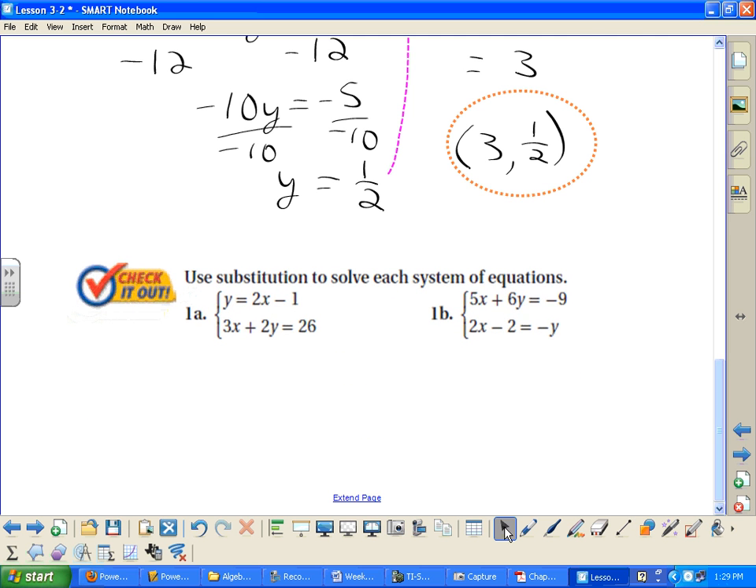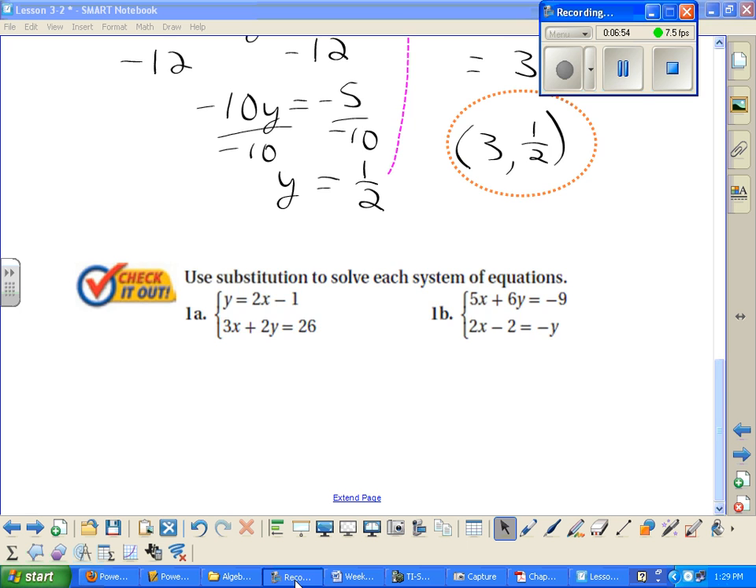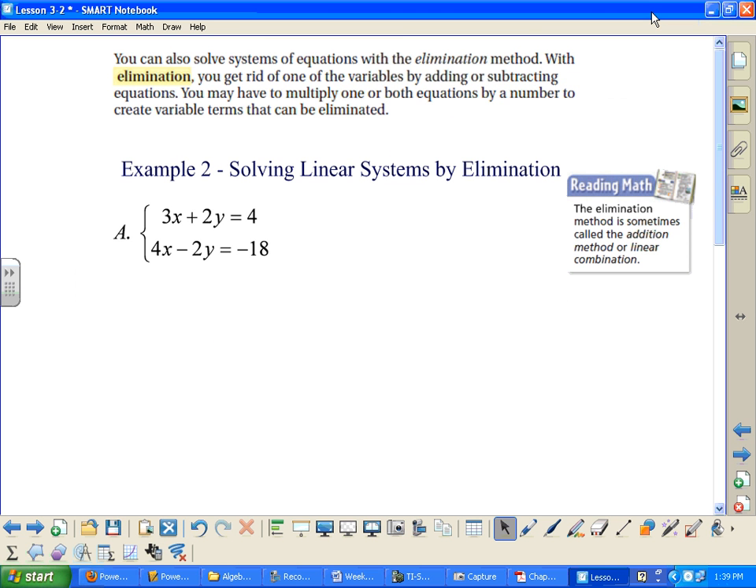All right, so do both of these. Another method for solving systems of equations is using elimination. What does it mean to eliminate something? Get rid of it, okay? So we want to make it so that we can get rid of either x or y so that we can solve.